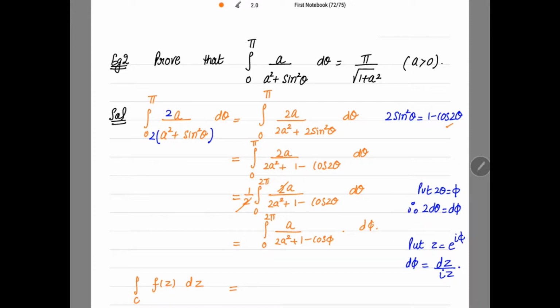Next, I'm having the limits from 0 to 2 pi. Yes. I'm having the expression in single cos phi. Yes. Now I'm going to change this in terms of z. I'm putting z into the polar form, z equal to e to the power iota phi, where d phi is dz over iota z. So instead of limits, I'm writing c because I got a complete circle.